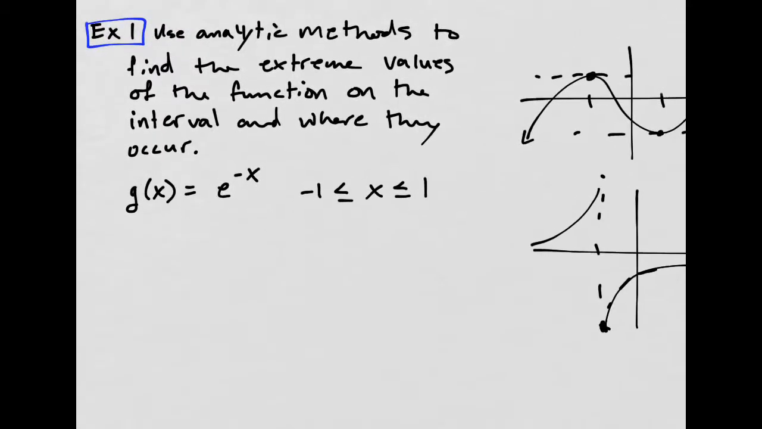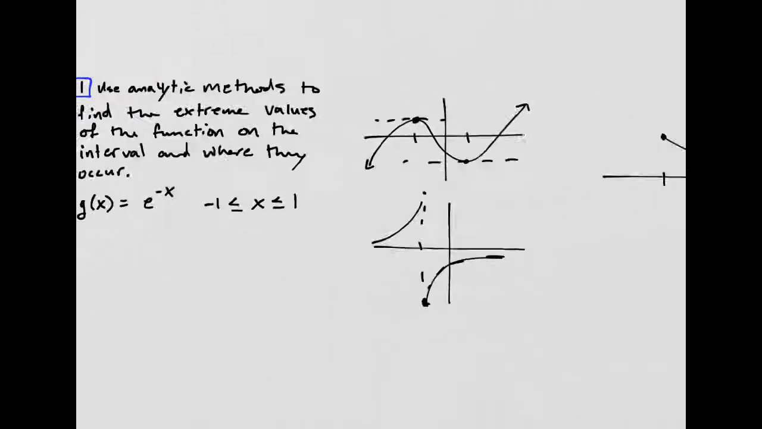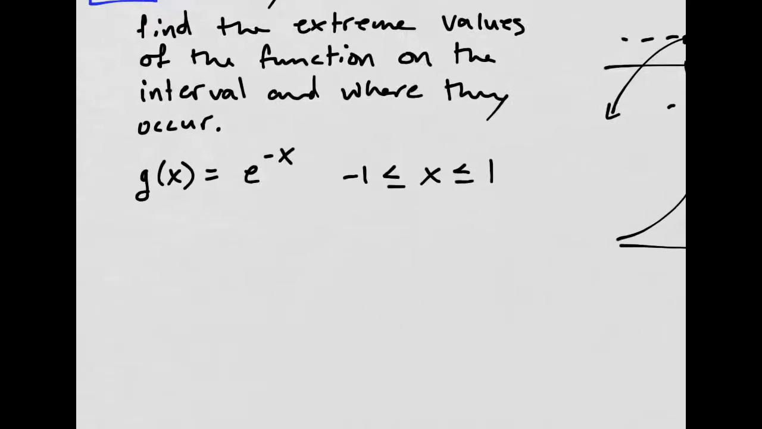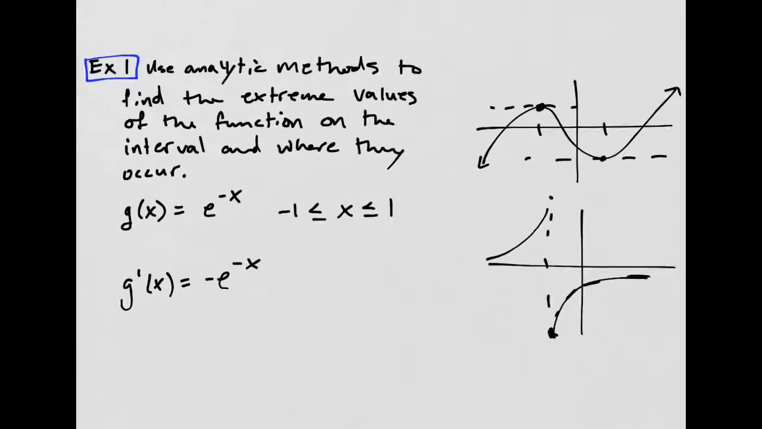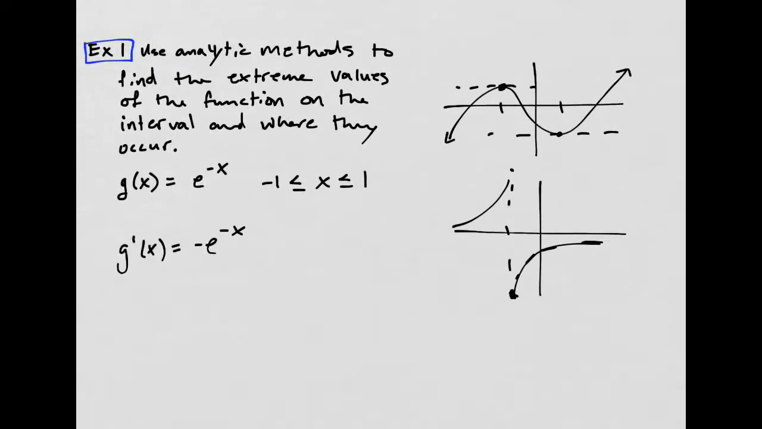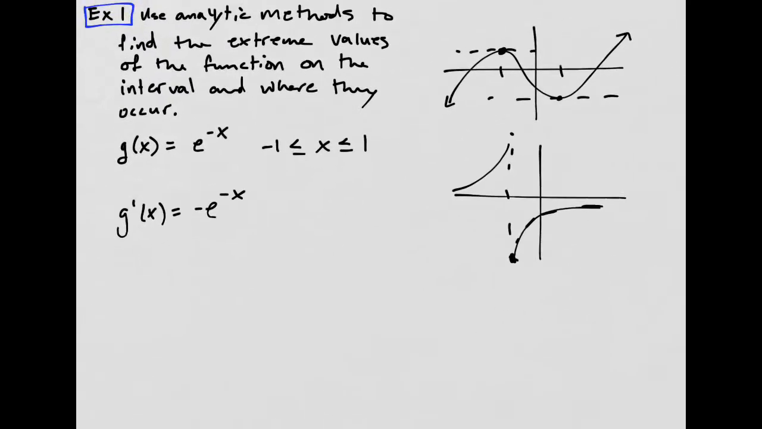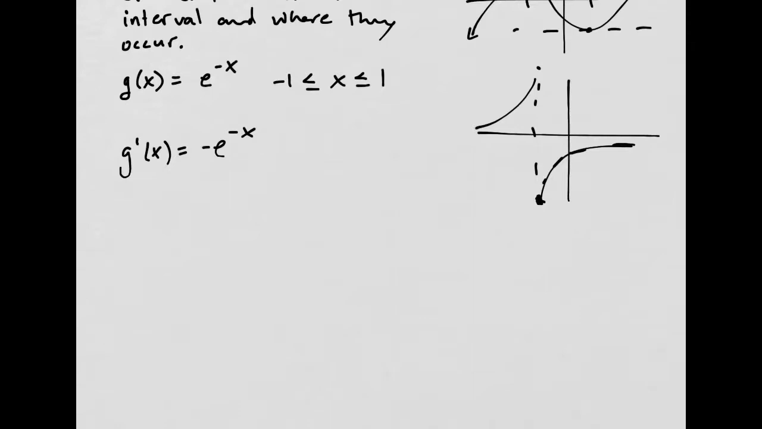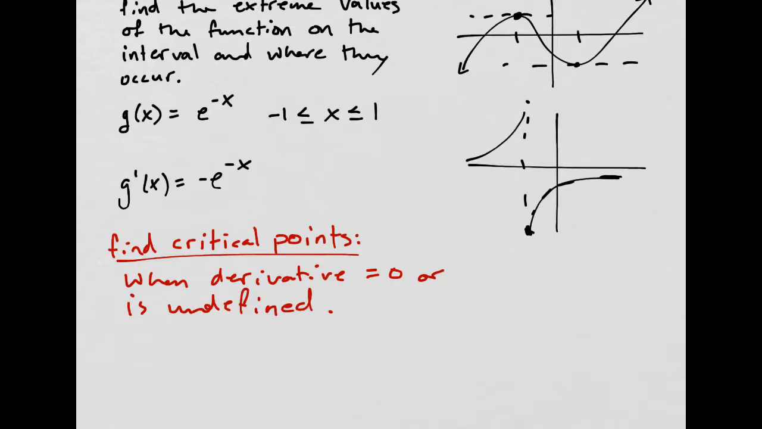Okay, so what can we say here? Let's take the derivative and set it equal to 0. So that would be g prime of x equals e to the negative x times the negative 1. I use the chain rule on that. And I'm going to set it equal to 0. So actually, that's finding critical points. Those are called critical points, when the derivative equals 0 or when the derivative is undefined. So let me write that down.